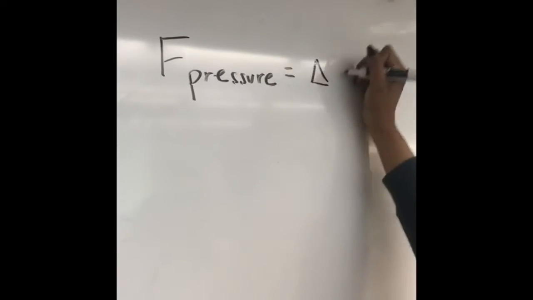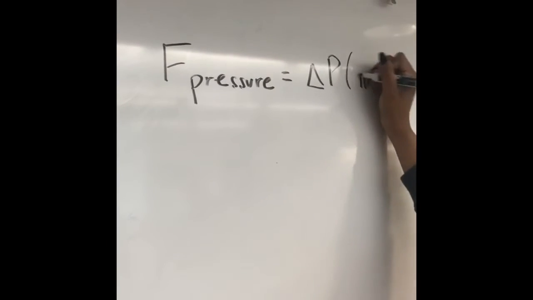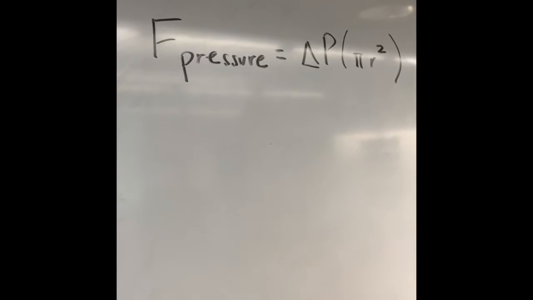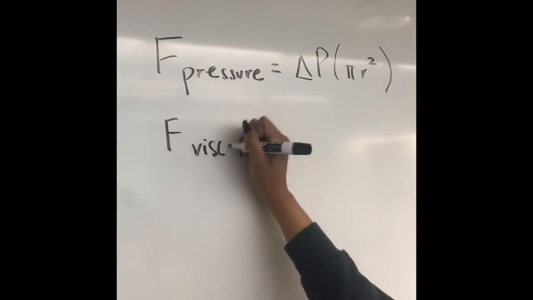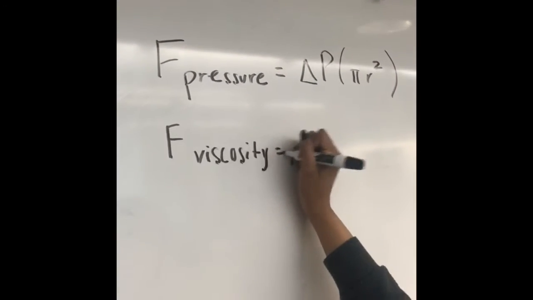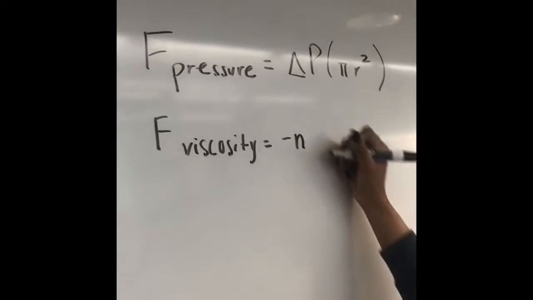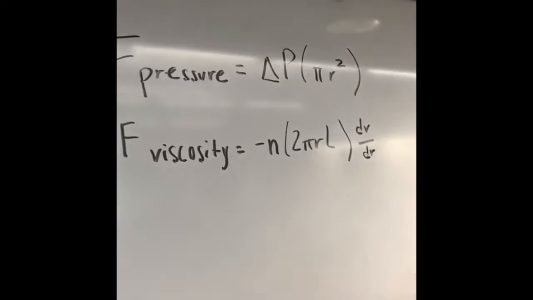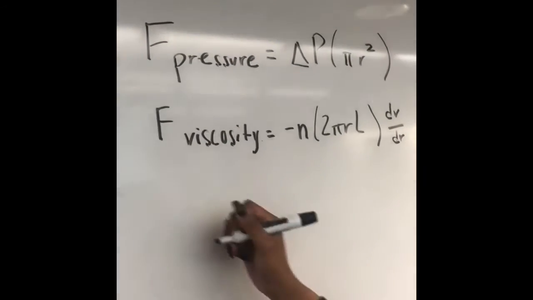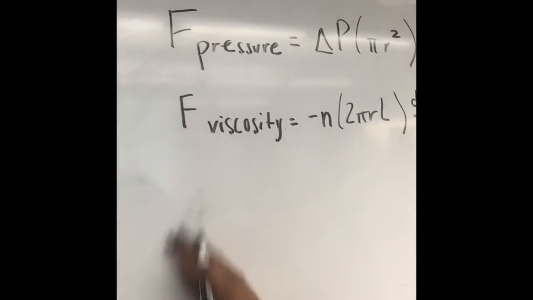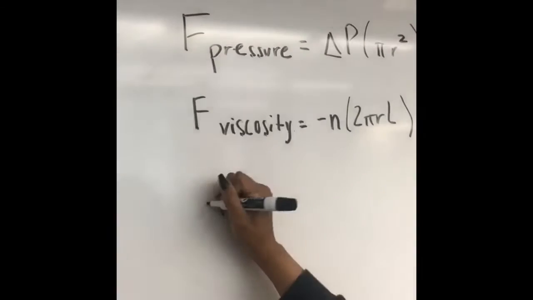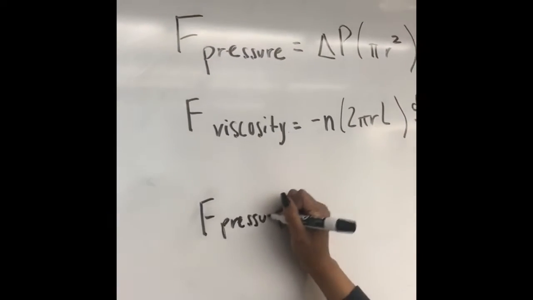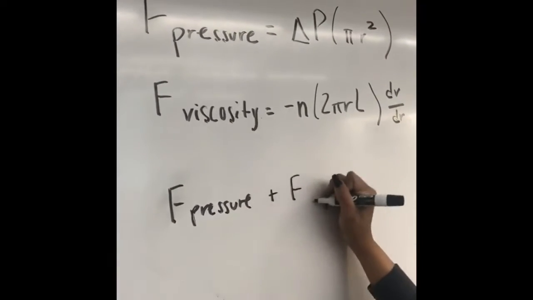The first one is the force of pressure, which is the change in P times pi times r squared. The next one is the force of viscosity, which is also known as the drag force. This is negative n times 2 pi times r times L times dv over dr. Then we'll take the force of pressure plus the force of viscosity and set it equal to 0. We do this because in an equilibrium condition of constant speed, the net force goes to 0.